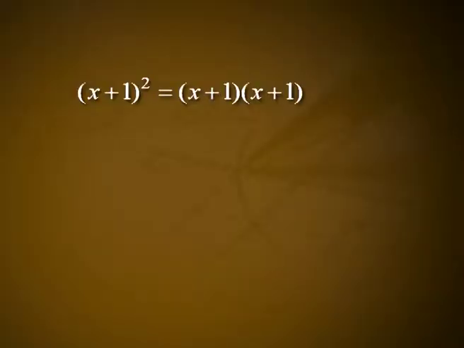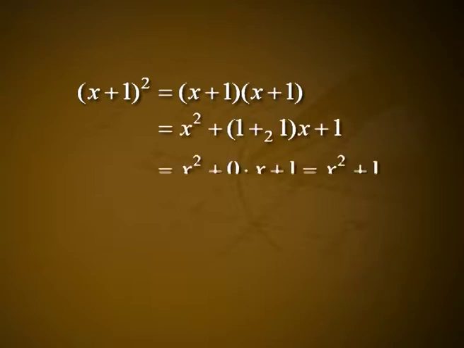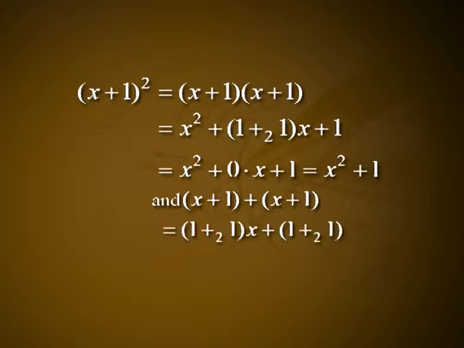Example 1. Recall that Z_2 equal to the set of all {0, 1} is a ring under addition modulo 2 and multiplication modulo 2. Hence, by Theorem 1, Z_2[x] is the ring of all polynomials in the indeterminate x with coefficients in the ring Z_2. For the polynomial x plus 1 in Z_2[x], we have (x plus 1) squared is equal to (x plus 1) into (x plus 1), which is equal to x^2 plus (1 plus 1) into x plus 1, which is equal to x^2 plus 0 into x plus 1, which is equal to x^2 plus 1, and (x plus 1) plus (x plus 1) is equal to (1 plus 1) into x plus (1 plus 1), which is equal to 0 into x plus 0, which is equal to 0.